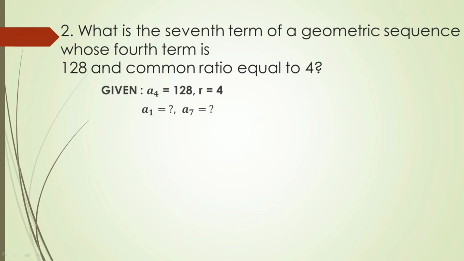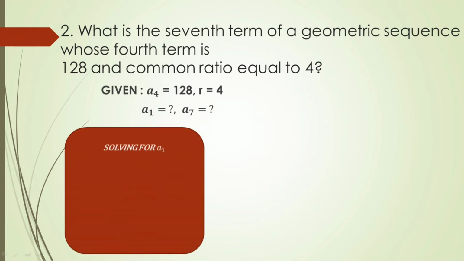So solving for the first term, we have to use the same formula, a sub n, which is equal to a sub 1, multiplied to r raised to n minus 1. So our a sub n, which is our last term, 128, wala tayong a sub 1, yung common ratio is 4 raised to 4 minus 1. This is n. So n is fourth term. And 128 equal to first term, 4 minus 1 is equal to 3.